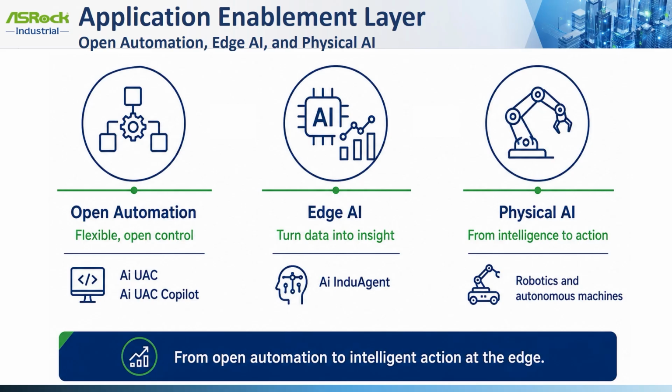The first is open automation. AiUAC provides the runtime middleware where AiUAC Copilot helps engineers create IEC 61499 applications faster. The second is Edge AI with AI into Azure. The third is physical AI, including robotics and autonomous machines. Together, these capabilities help customers move beyond device operation and build more intelligent edge solutions.